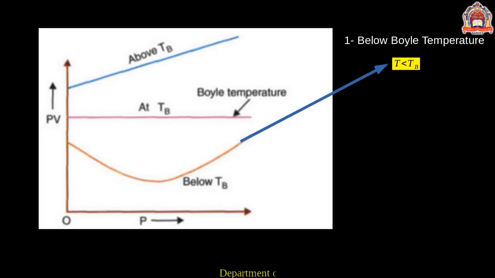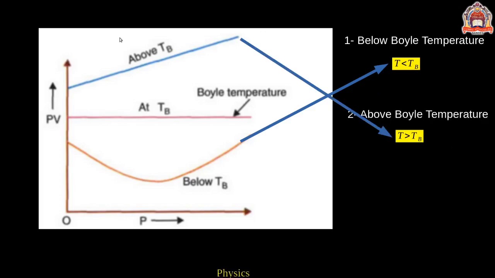What happens actually at below the Boyle temperature, the temperature is less than Boyle temperature. This suggests the existence of intermolecular attraction, because below TB the gases are highly compressible.